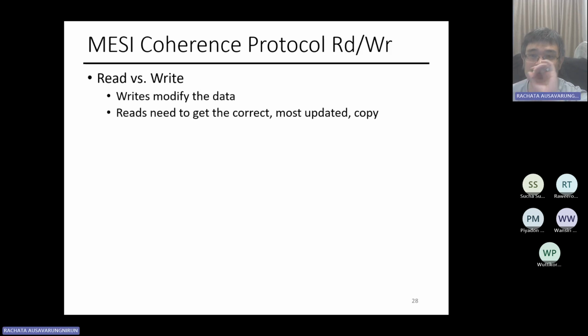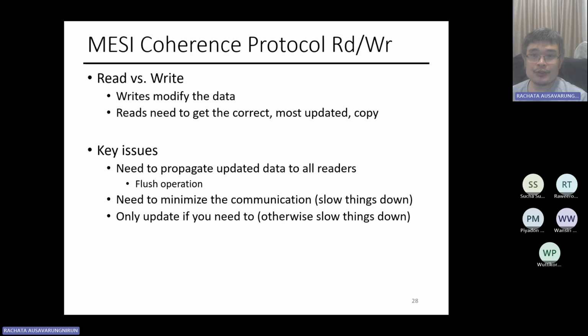So when I have read and write, write is going to modify the data. So read needs to get the most updated copy. You always think about this: if someone writes, who will have the valid copy, who needs to be invalidated. Then the key issue is I need to propagate the updated data to all the readers, right? This can be flushed. This basically slows things down, right?